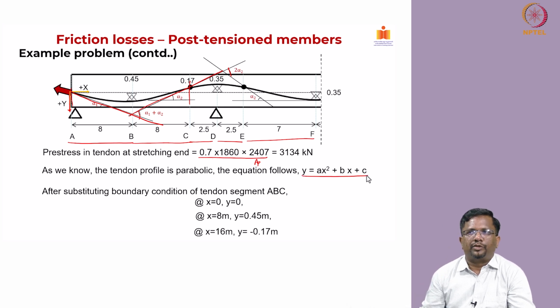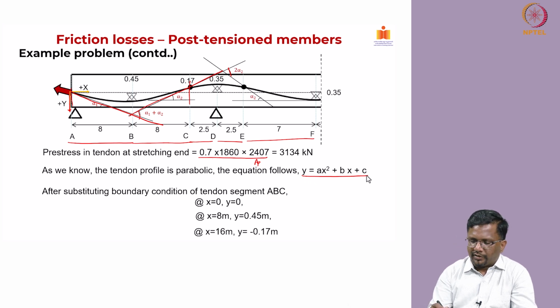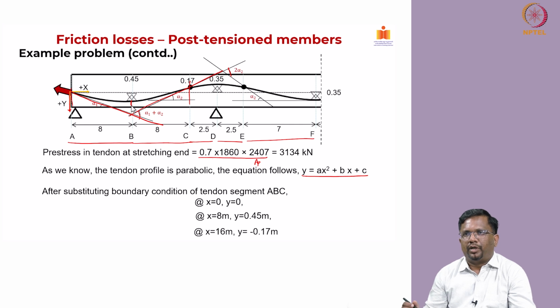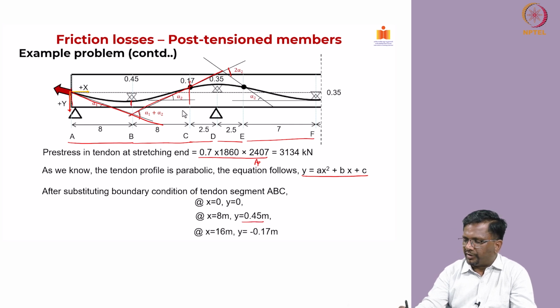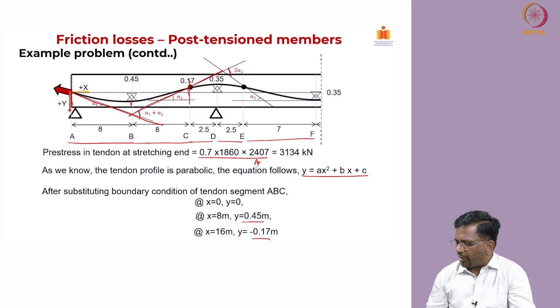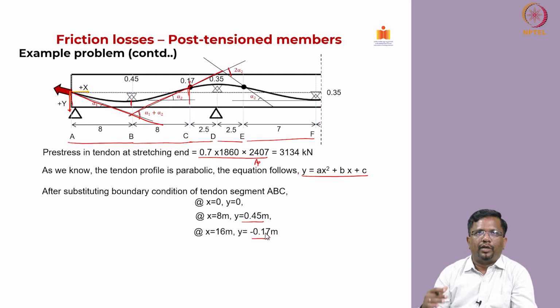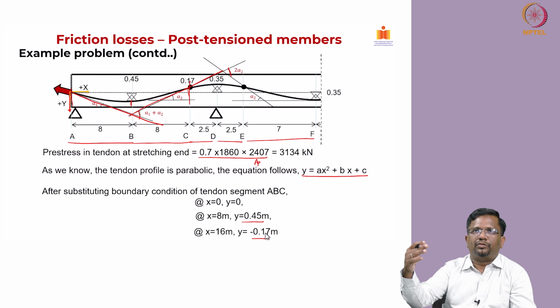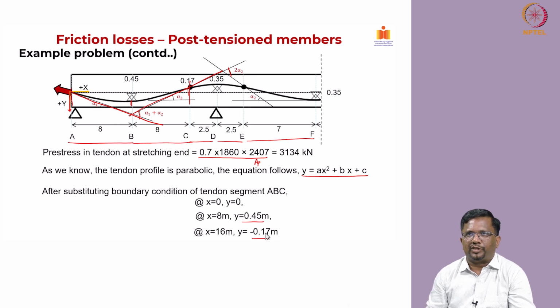Now, the tendon profile is typically parabolic, and we know that the parabolic equation is y is equal to ax square plus bx plus c, and we know the boundary conditions. When x is equal to 0 here, y is 0, and at x is equal to 8 at this location, y is equal to 0.45, and similarly at x is equal to 16, y is equal to minus 0.1. Again, y downward is taken as positive; upward, above the CGC, it is considered negative. So, we know the boundary conditions of the segment ABC.